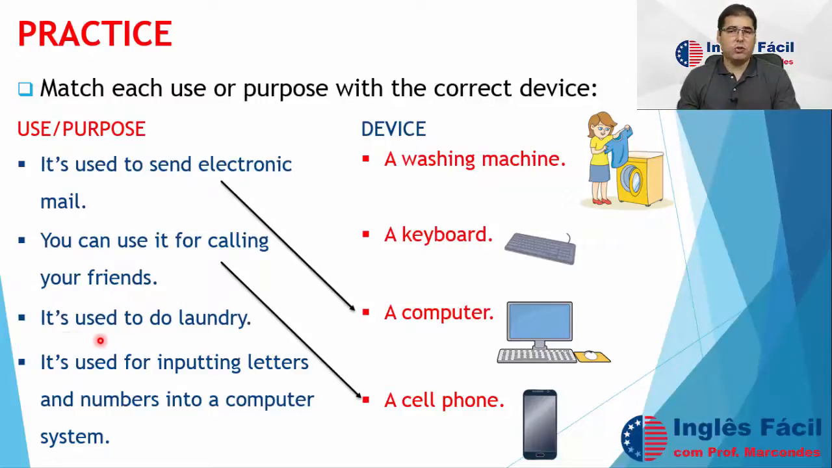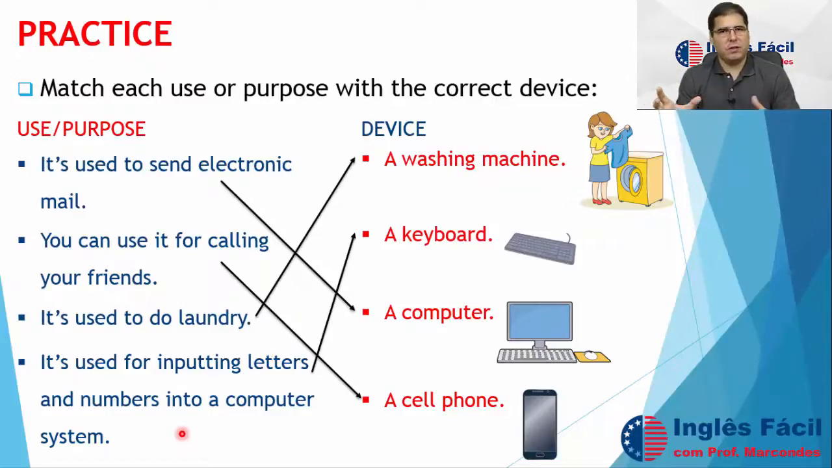Now, it's used to do laundry. To do laundry is to wash your dirty clothes, okay? So what in here can be used to do laundry? Of course, it is a washing machine. And finally, it's used for inputting letters and numbers into a computer system. To input is to put in. So you can use, of course, a keyboard to input, or for inputting, letters and numbers into a computer system. I think everything here is very simple, right?